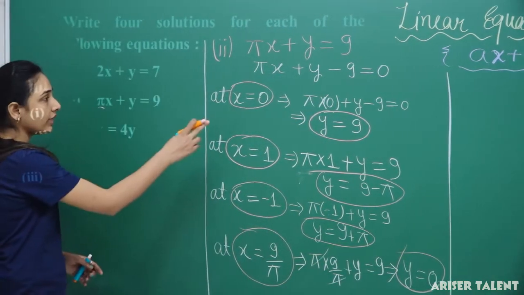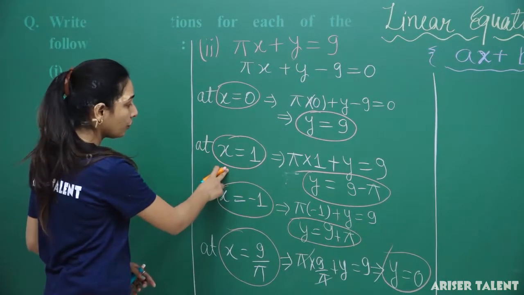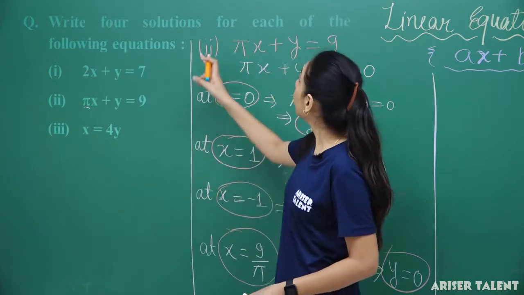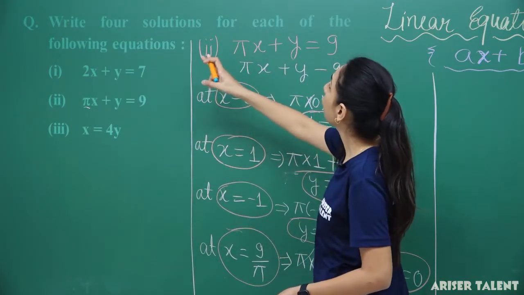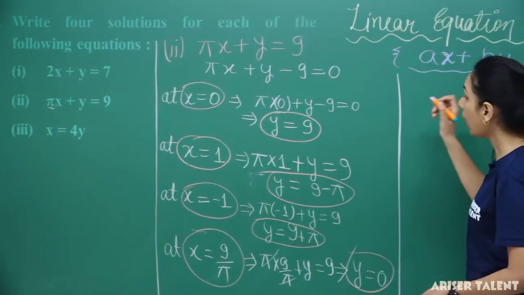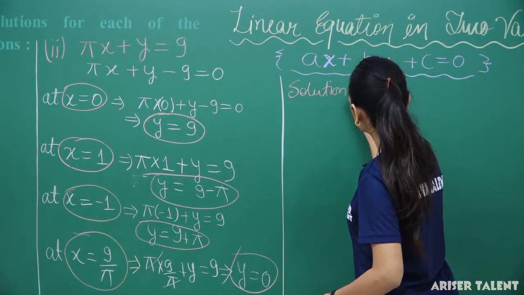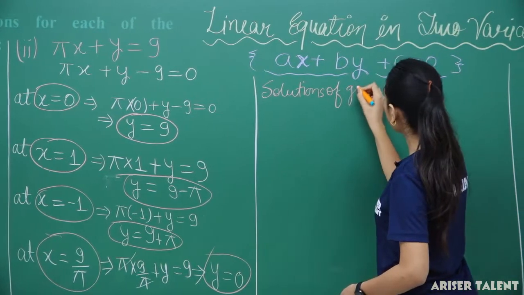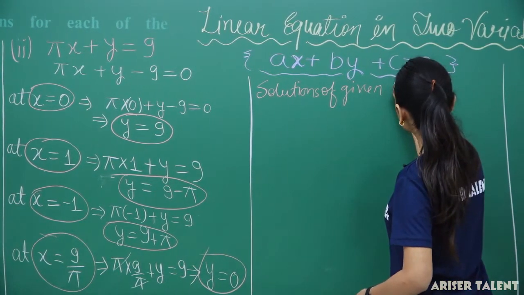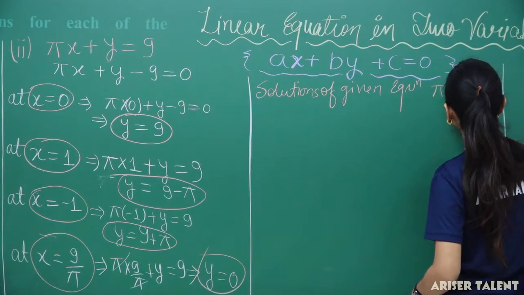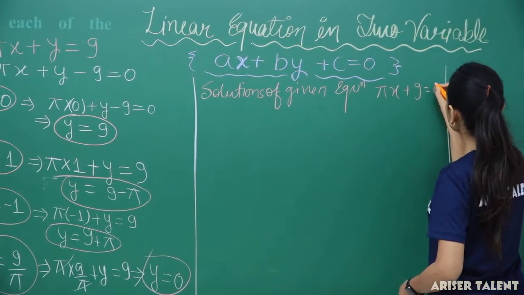That means there are three answers. First, no, fourth. Okay, so 1, 2, 3, 4 we have done. We have been asked for four solutions, right? Four solutions for each of the equations. So what are the solutions of the given equation, pi x plus y minus 9 equals to 0?